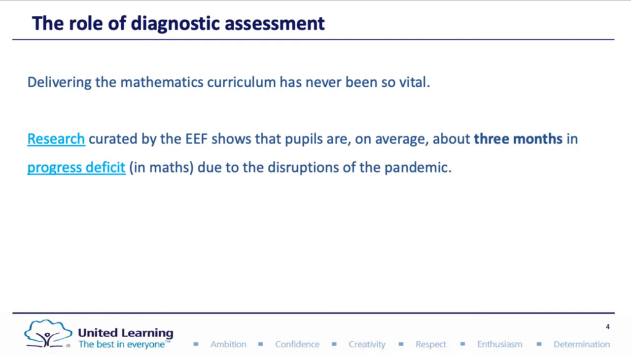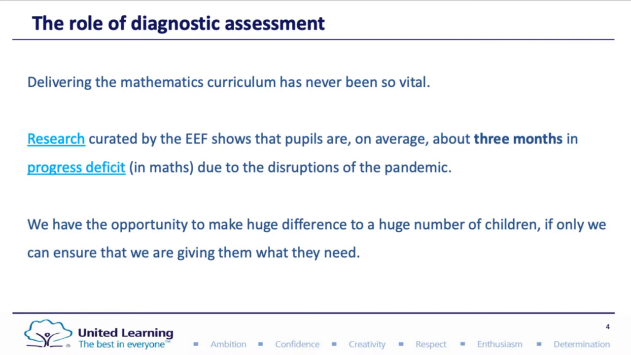So there are very different scenarios for different children, and the gaps aren't always in the same places, which makes it even harder to try and make sure that everyone gets back up to speed and moves forward, able to pass their SATs at the end of year 2 and year 6, and also to just be ready to move on for the next year of the curriculum. So we have the opportunity now to make a huge difference to a huge number of children, if only we can ensure that we are giving them exactly what they need, which, as I said, might be very, very much individual from child to child, which makes it even trickier.